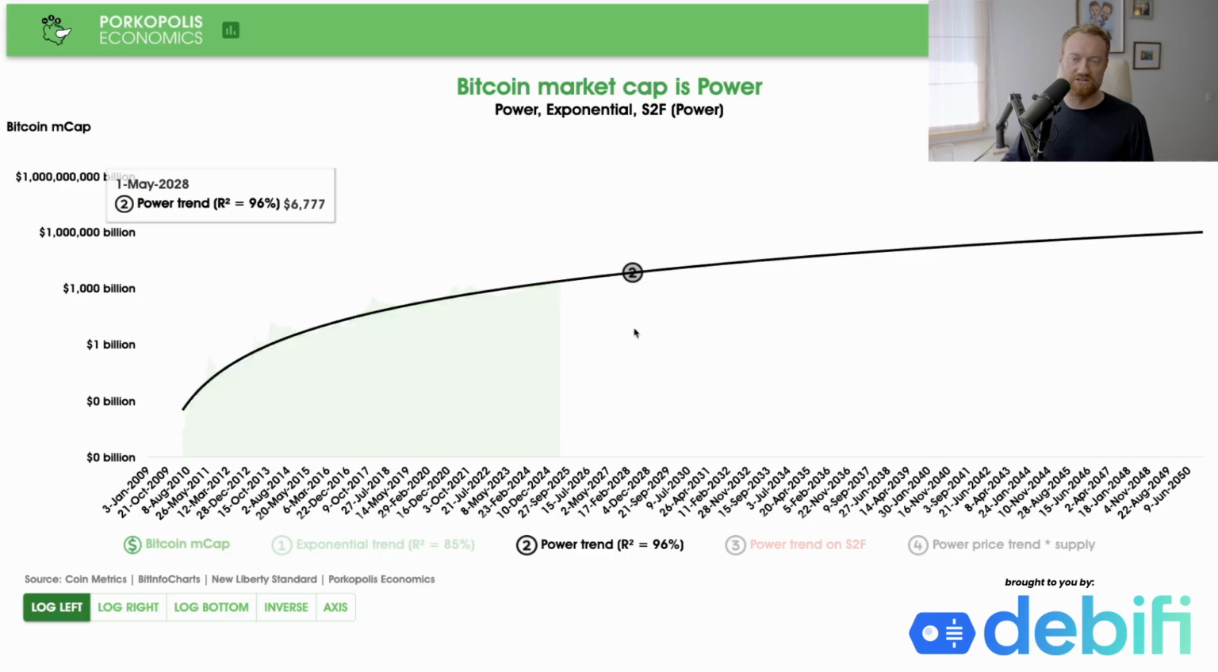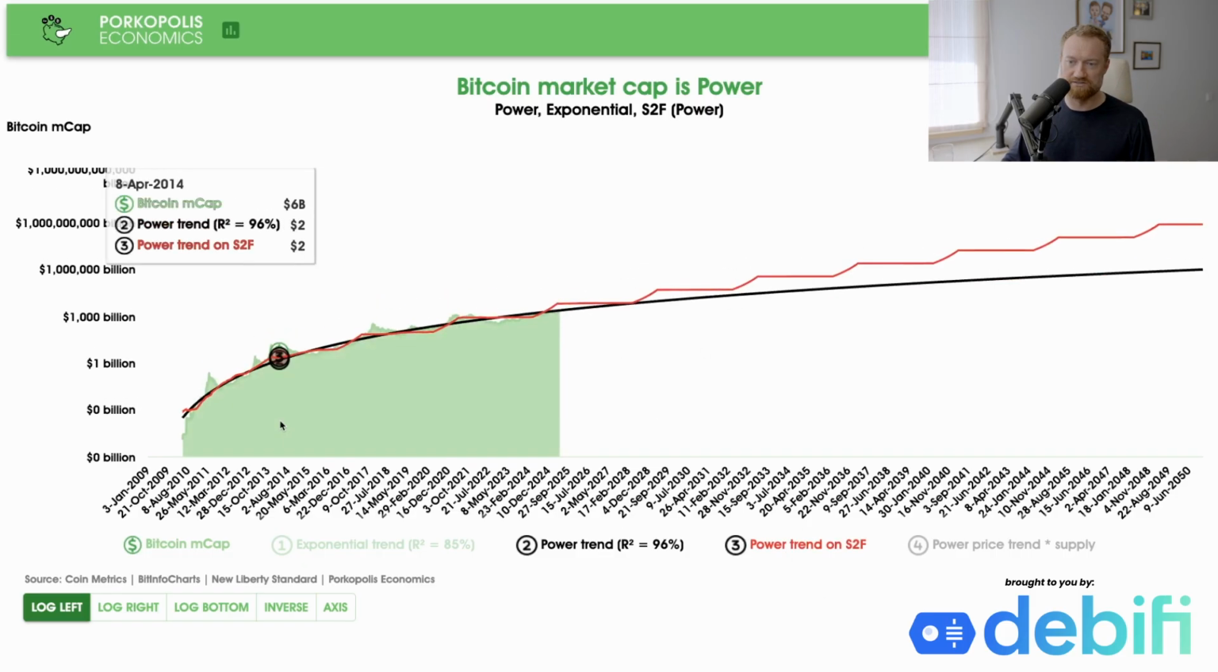With S2F, you're counting on the stock to flow increasing. That's how you make this trend line. So what you get is this stair-step effect. That's why it looks like this. But it's more ham-fisted than that, and I will go into that more in the future. This is not the Plan B model. This is the most accurate you could actually draw for the power curve.